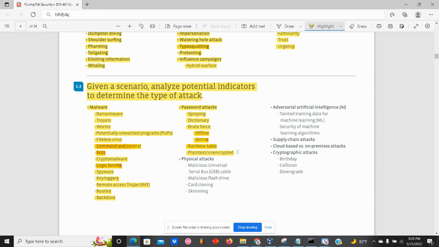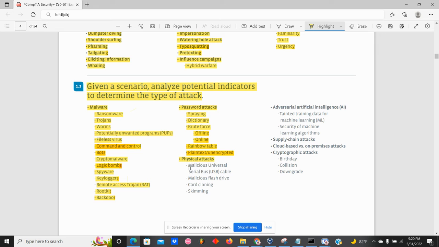Plain text and unencrypted passwords. When you try to access a password through HTTP and you use a packet sniffer, you could actually look at what people enter, and a lot of times you can see the plain text of the password if you do not use hashes, or if you do not key stretch, which means that you try to encrypt that plain text, so it's unencrypted.